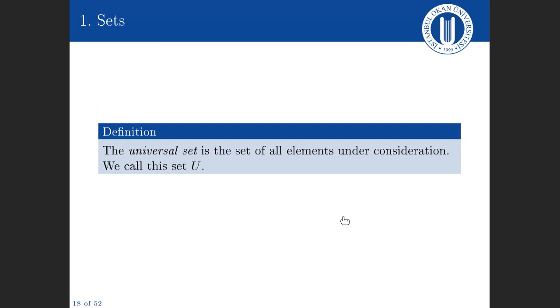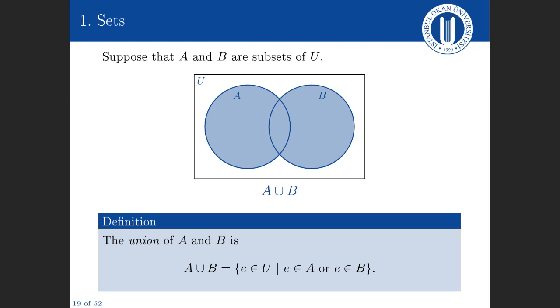The universal set is the set of all elements under consideration. We're going to call this U. That's everything that we're thinking about on a particular topic. Now let's suppose we have A and B, which are both subsets of U. This rectangle denotes U. That's everything that we're thinking about at the moment. And A and B are contained inside this.